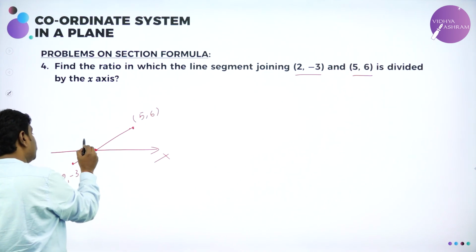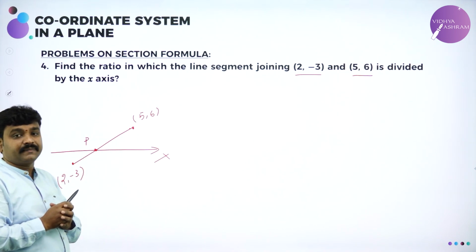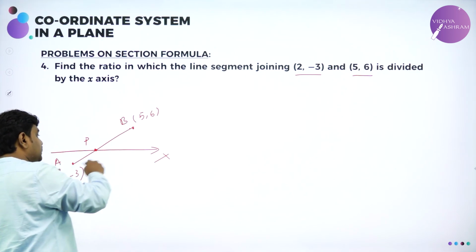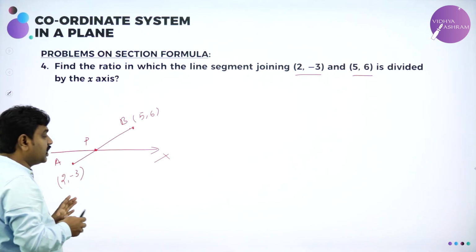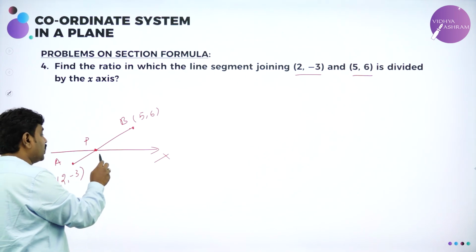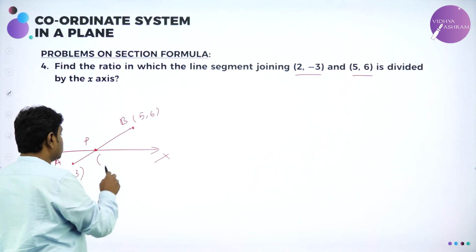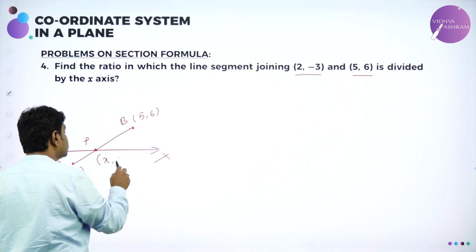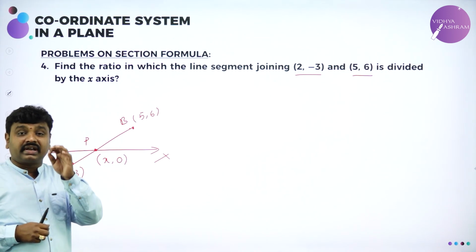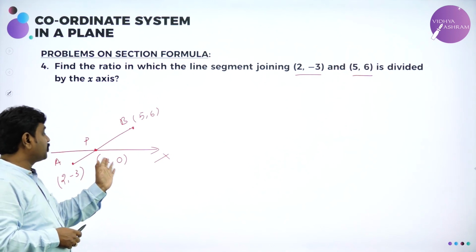In what ratio? The point of division is on the x-axis. They are telling us the x-axis divides. There are two points, A and B, and the x-axis is dividing. You can see the diagram. Please concentrate, the point of division lies on the x-axis. If the point of division lies on the x-axis, then the point will be of the form x, 0. In my very first session I taught you, if a point lies on the x-axis, it will have an x value, but the y value is 0. This is the point of division.